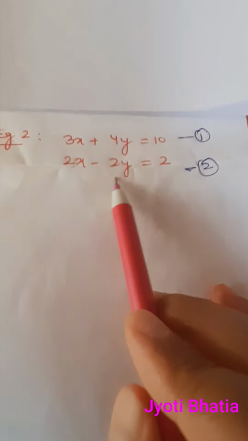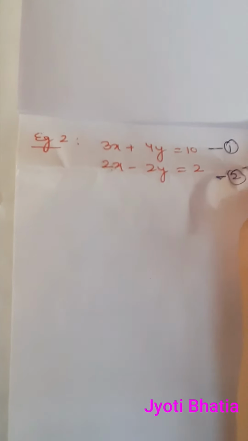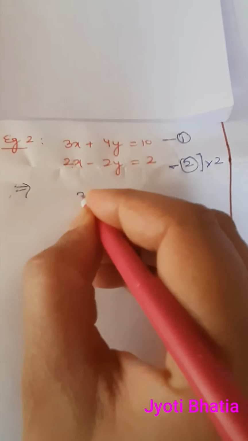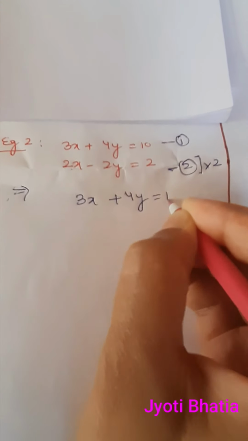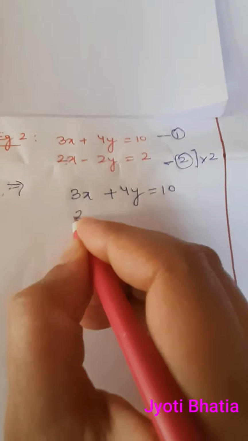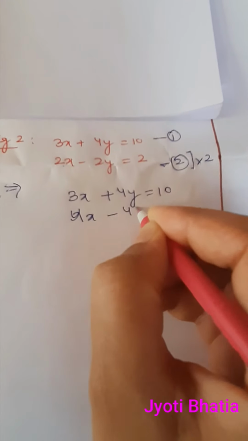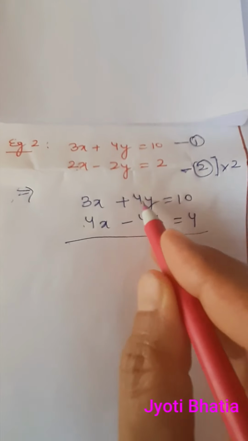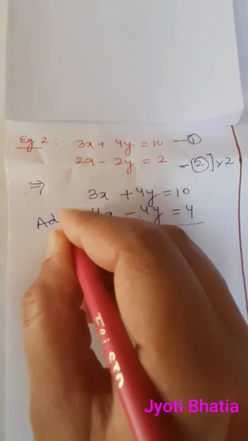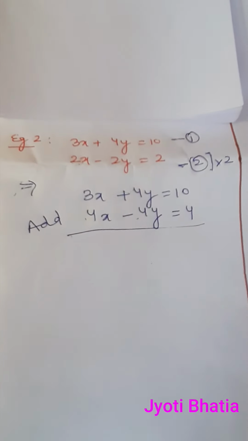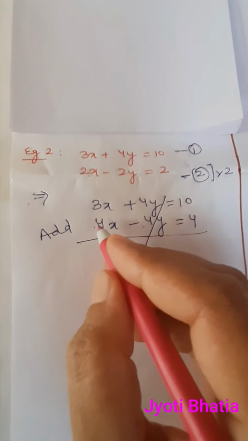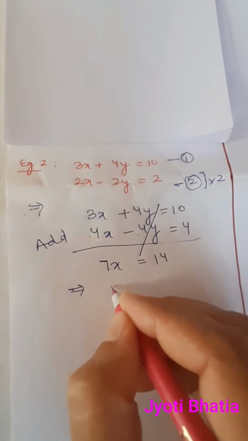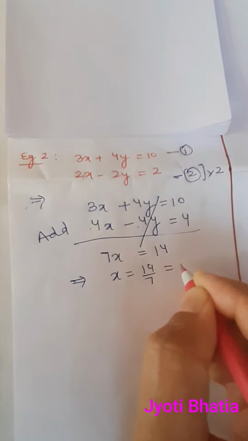Just by working with equation 2, my work will be done in a single step. So I will be multiplying the second equation by 2. What do I get? The first equation as it is, 3x plus 4y is equal to 10. And for the second equation I have 4x minus 4y is equal to 4. Now again, as the signs are opposite, we will add. If the signs are going to be the same, we shall subtract, so that ultimately we can change the sign. Cancel. 3x plus 4x is 7x, 10 plus 4 is 14. This gives me x is equal to 14 upon 7, which is 2.